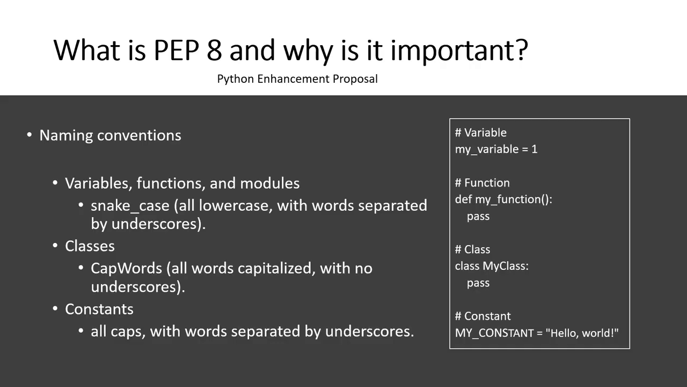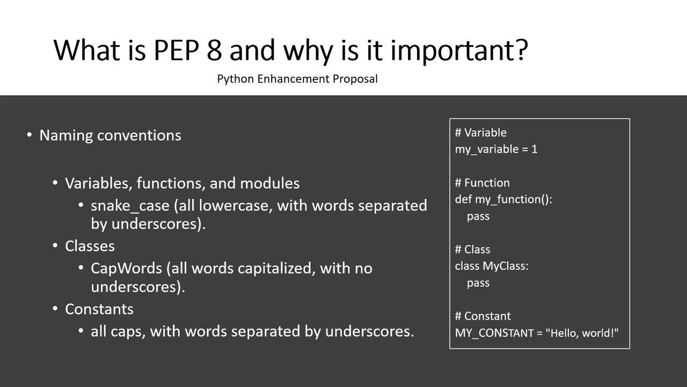A common question is, what is PEP8 and why is it important? PEP generally stands for Python Enhancement Proposal. It is a document which has all the new features and the improvements that are there in the Python programming language. But PEP8 is a Python styling guide.